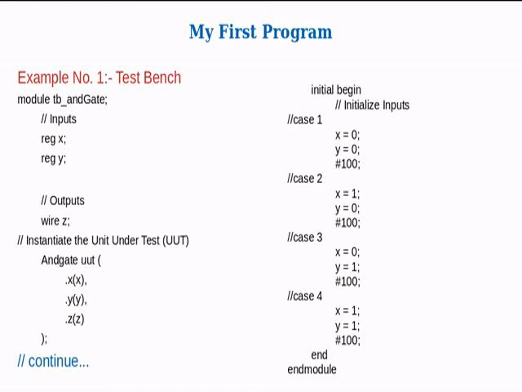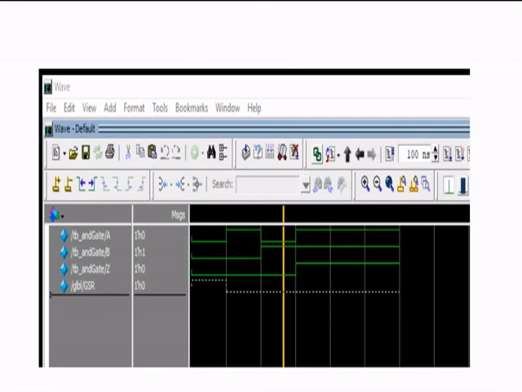Then you will see the output of this simulation in this waveform. Here we can see that in the first case, when both inputs are 0, the output is 0, and for the AND gate our output is 1 only when all the inputs are 1. So we can verify this output from this simulation. So you have to practice for all the logic gates for the designs.